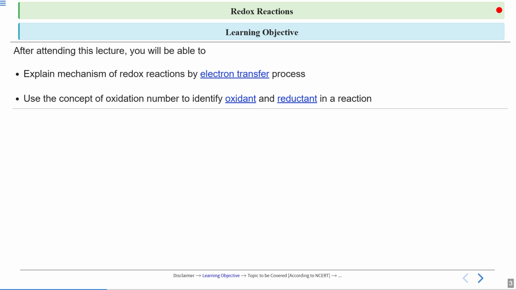The next one is that you will be able to use the concept of oxidation number to identify the oxidant and reductant in a reaction. That means you will be able to see the change in the oxidation number in the product with respect to the reactant. What you will find there is which particular species has been oxidized, and that would be considered as a reductant, and which particular species has been reduced, and that would be considered as an oxidant. So we will be understanding this in detail.